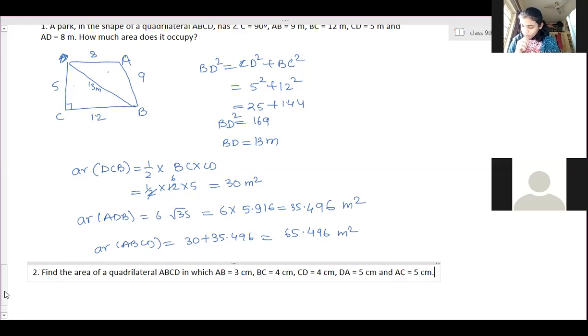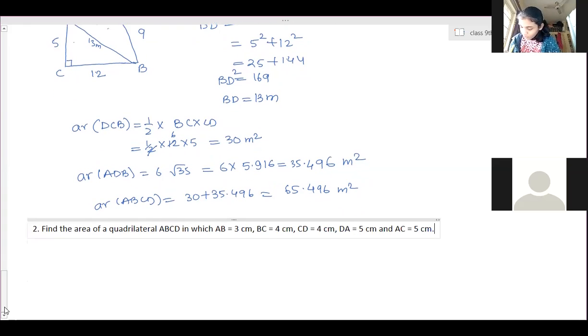Ma'am, the answer is coming 6 centimeter square plus 4 root 21 centimeter square. Yes, ma'am. Okay, find out root 21. Square root of root 21 separately and add it.